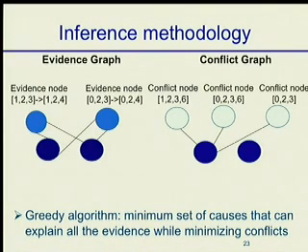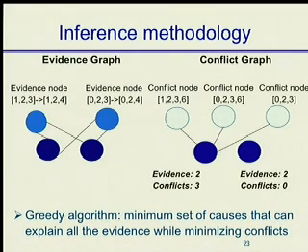Are there any questions about this? So this is a very simple methodology we use. And in this case, for example, in this previous example, we can come up with two causes, right? The first cause would introduce more conflicts, and the second cause will have zero conflicts, and we will pick the one with the lowest conflicts possible.